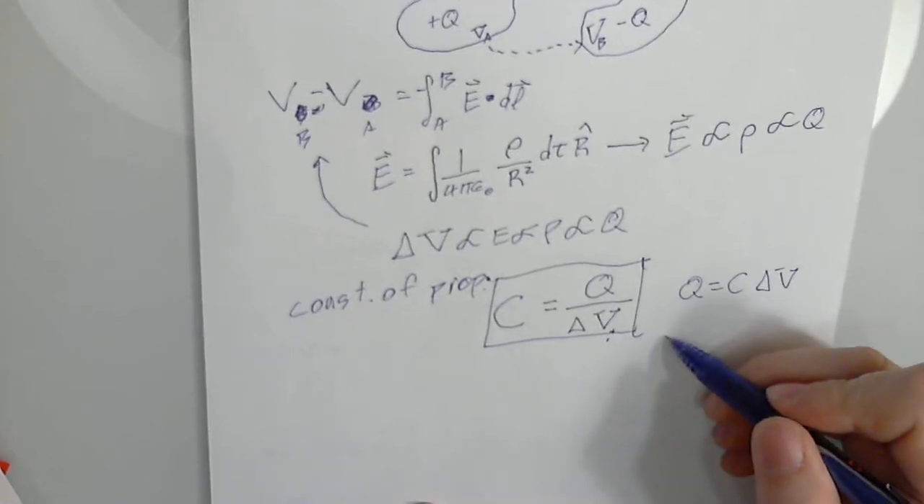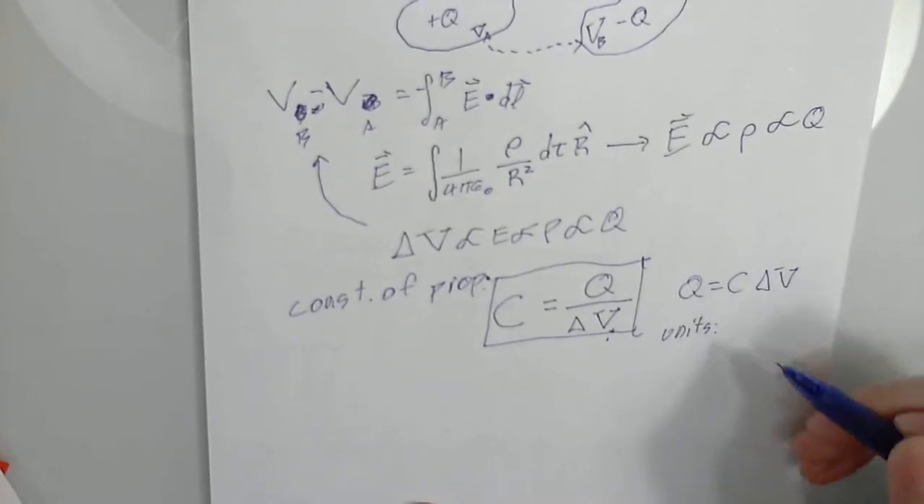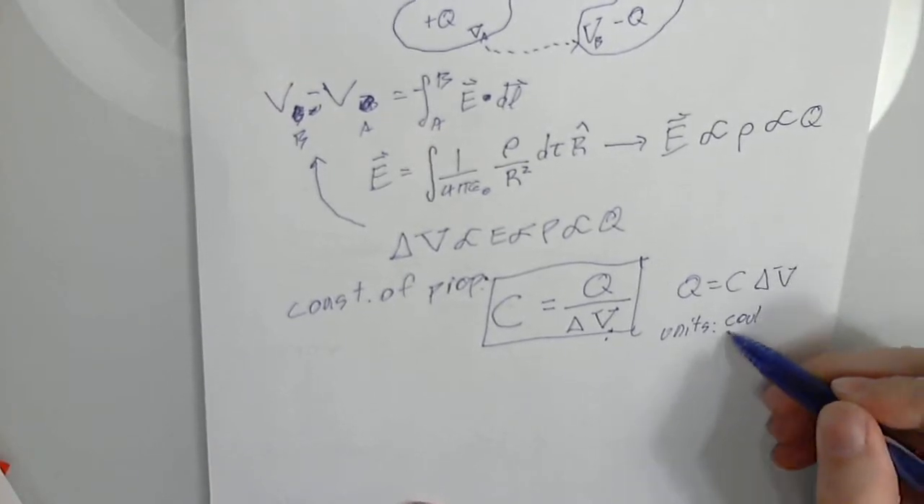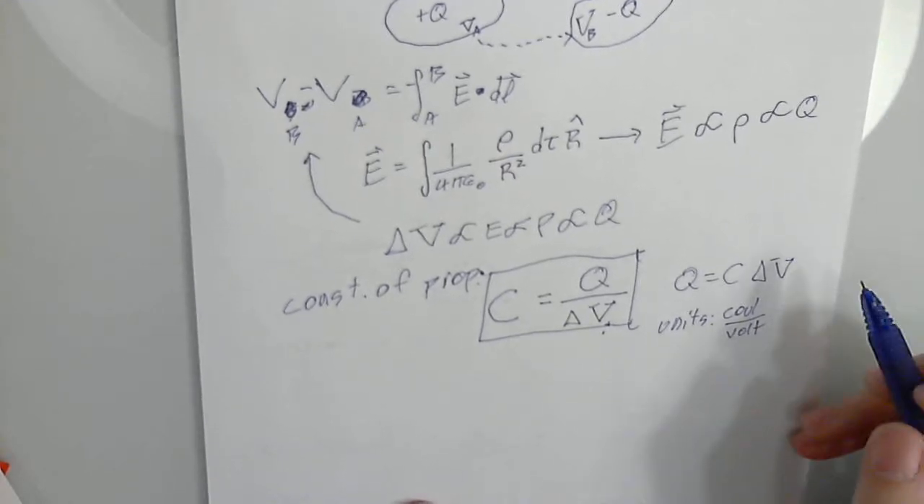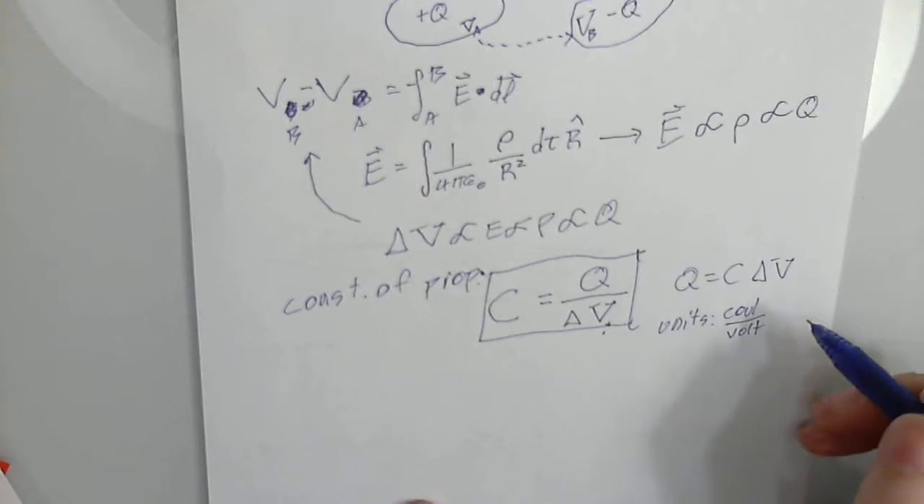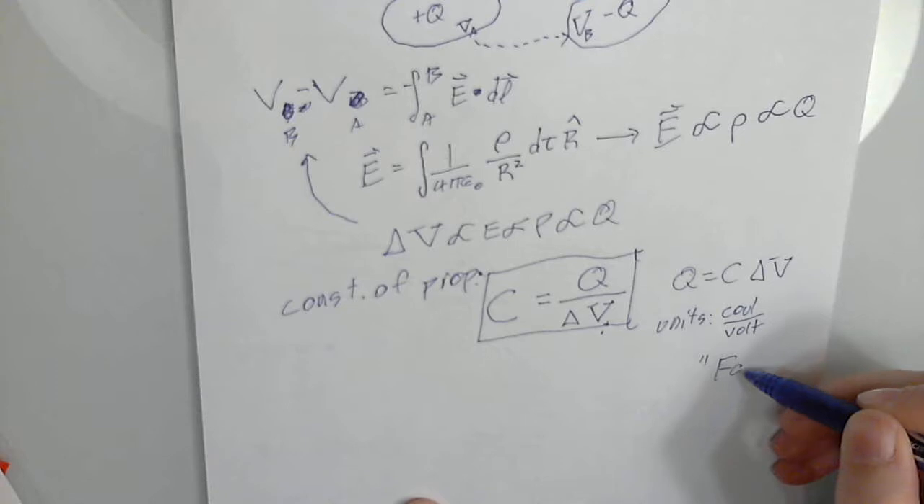All right, the units of capacitance would, of course, be in terms of coulombs per volt, and we have a special name for that. We call that the farad.